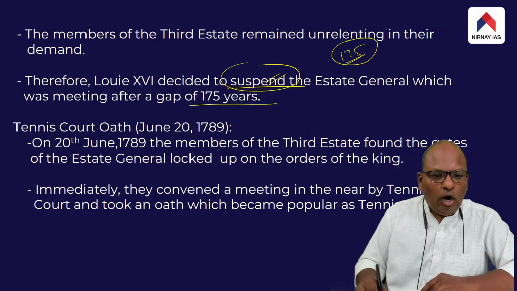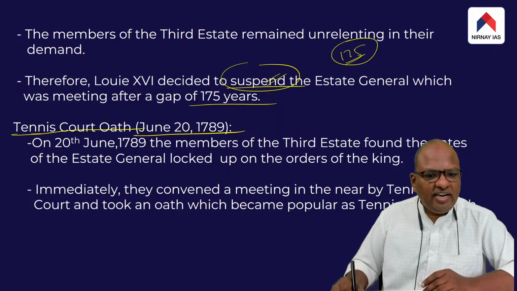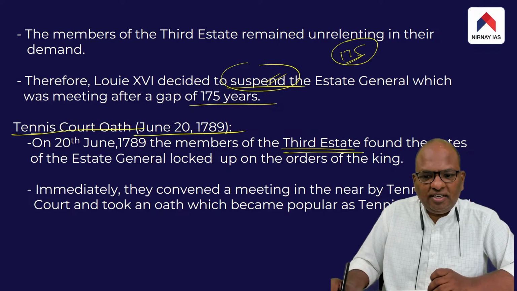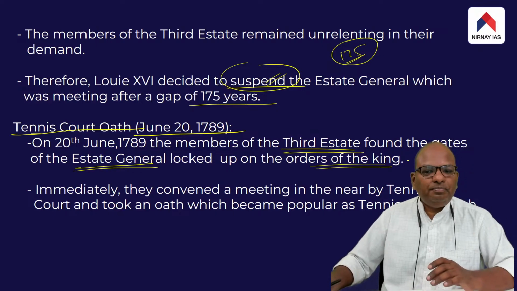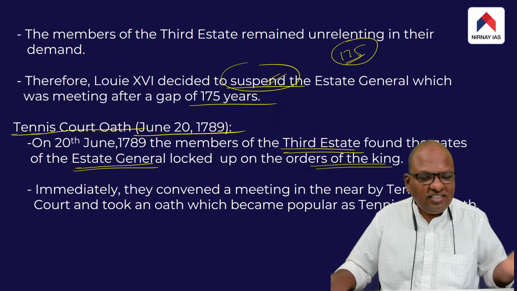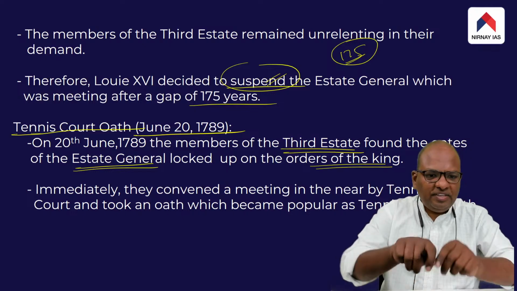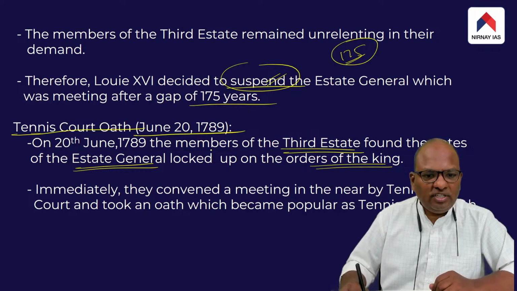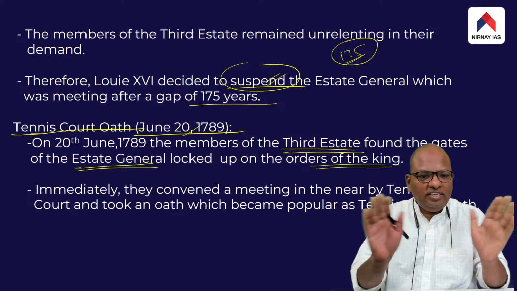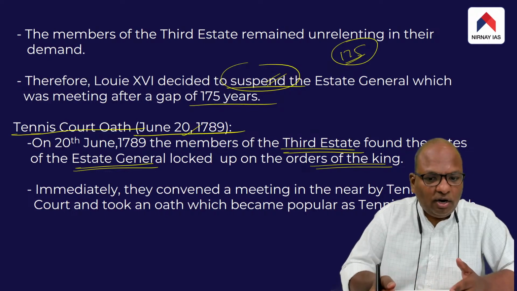So on 20th June 1789, the members of the third estate found the gates of the Estates General locked up upon the orders of the king. Basically, the king suspended the Estates General. The Estates General was a building, and upon the orders of the king, it was locked up. And when the members of the third estate assembled before the gates on 20th June 1789, they found the gates locked up upon the orders of the king.